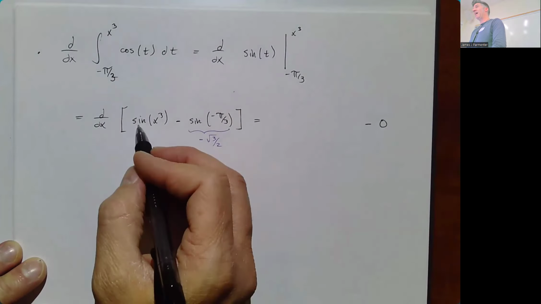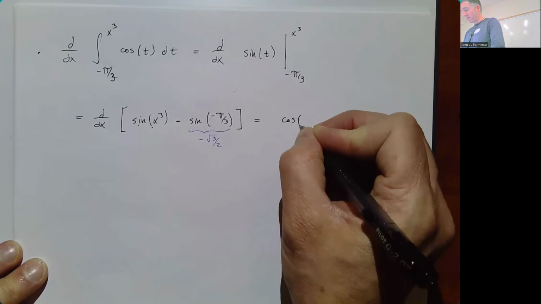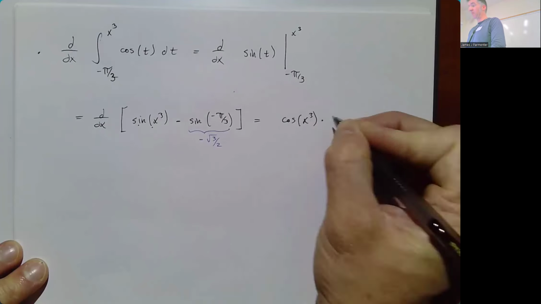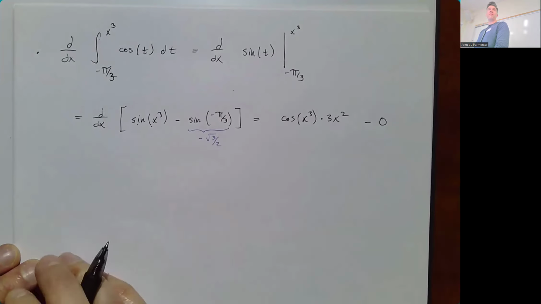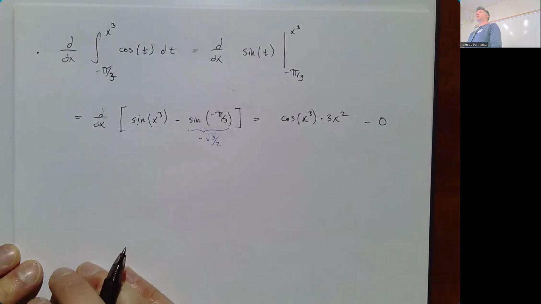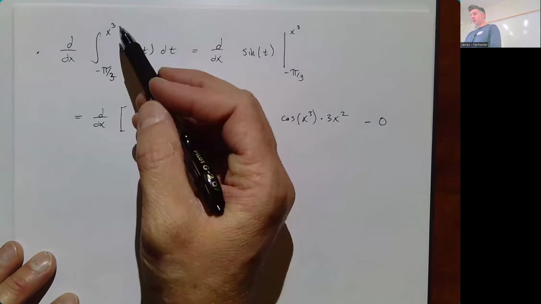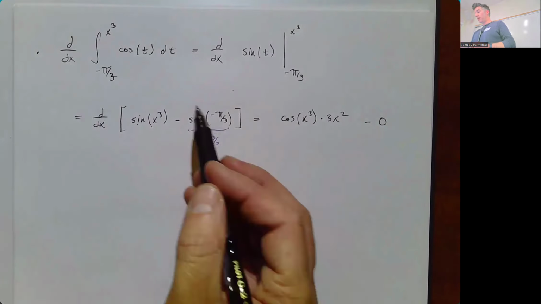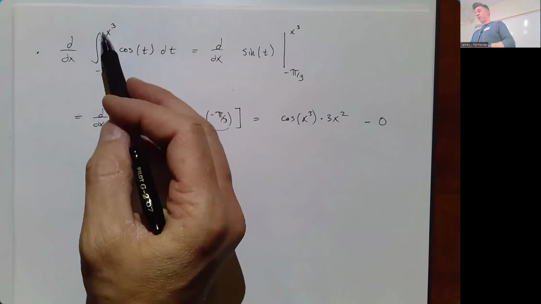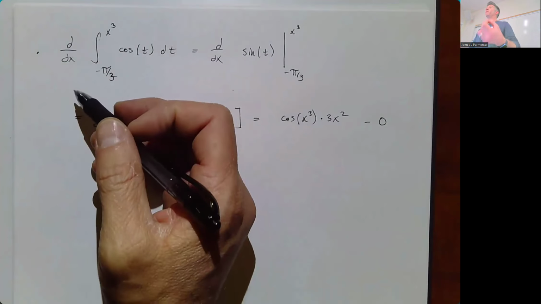The derivative of sine of some stuff is cosine of the stuff times the derivative of the stuff. So it's a little bit more complicated when your limit of integration is a function of x as opposed to just x itself. You have to plug in whatever you have up here and then use the chain rule and multiply by the derivative of that.